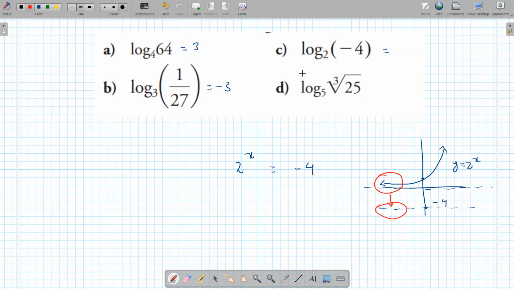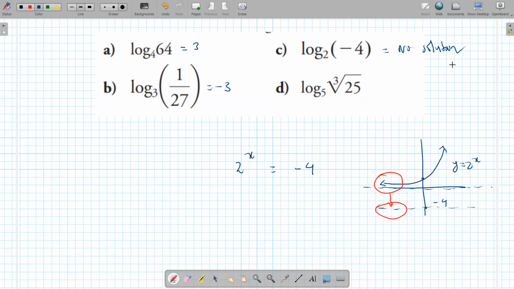So what's the solution to C? How would you answer that? Like it's asking you to evaluate this, what would you write? Well, it doesn't have a solution, so you just write no solution. Don't leave it blank, yeah? That one is unsolvable. There is no solution. There is no solution in the real number system.